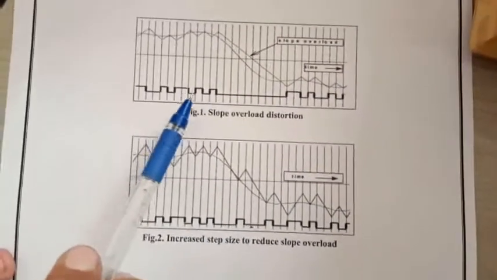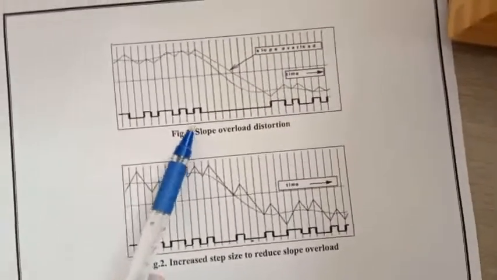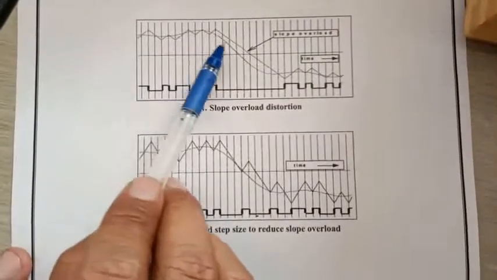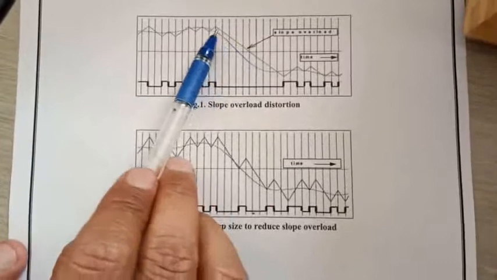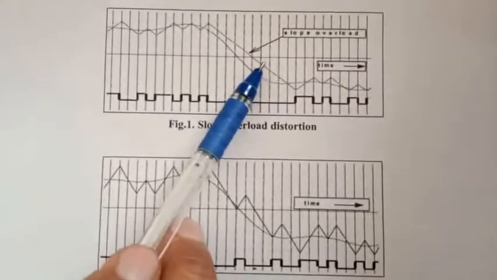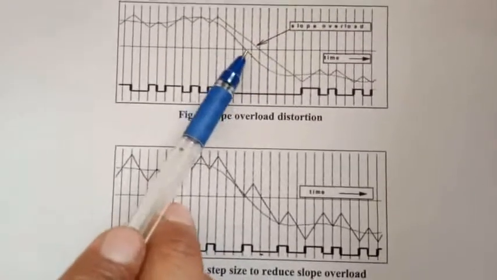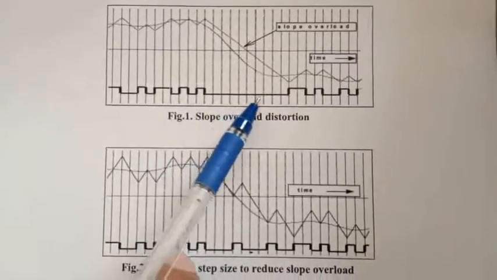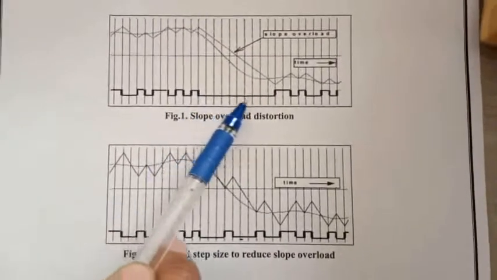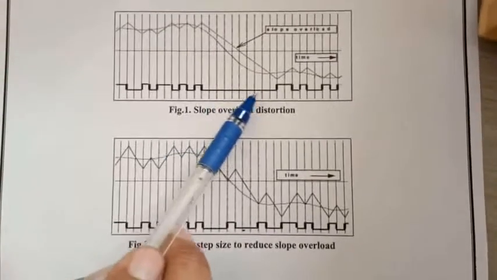So this is an example for slope overload distortion. In this case, the input signal has the steepest variation, whereas the staircase waveform, that is the integrated output, is less steep. It is not able to follow the input signal. That is why in most cases the delta modulated output will be off, that is 0. So this is nothing but slope overload distortion.